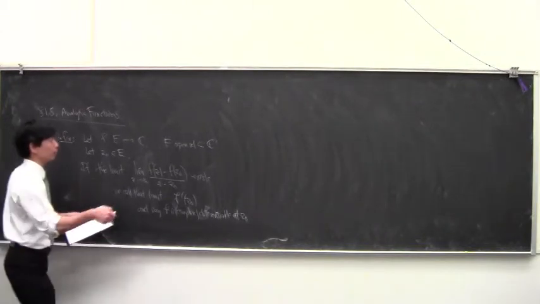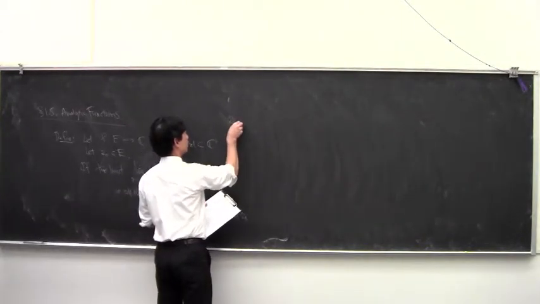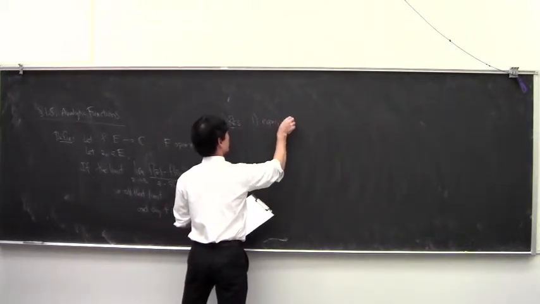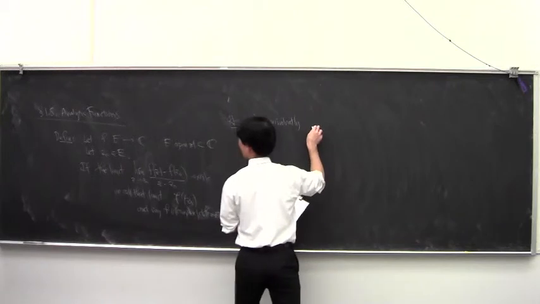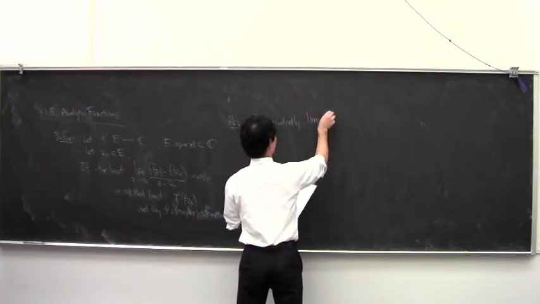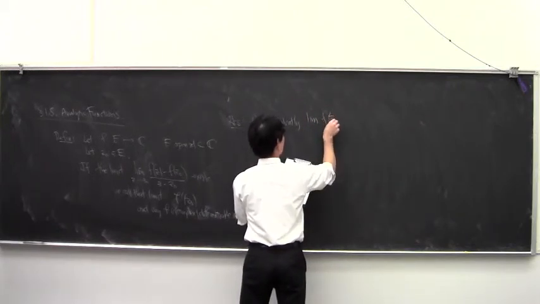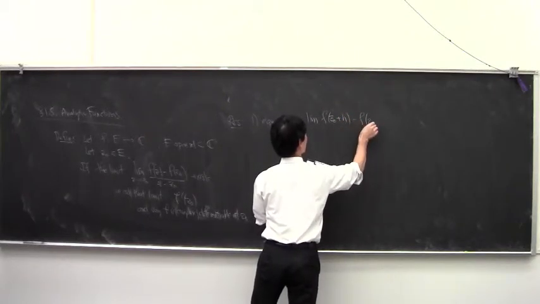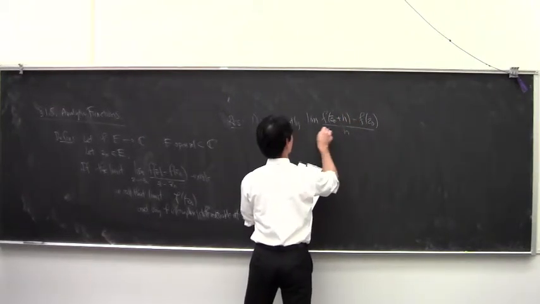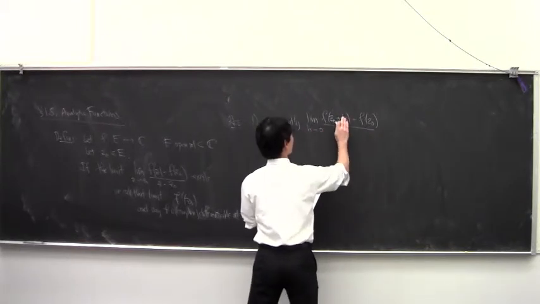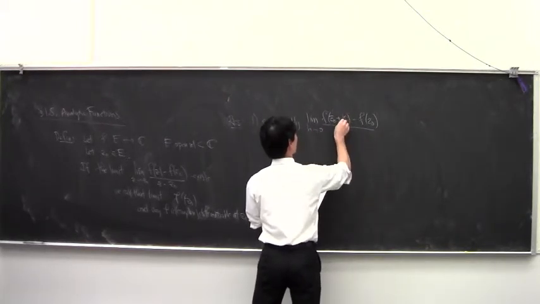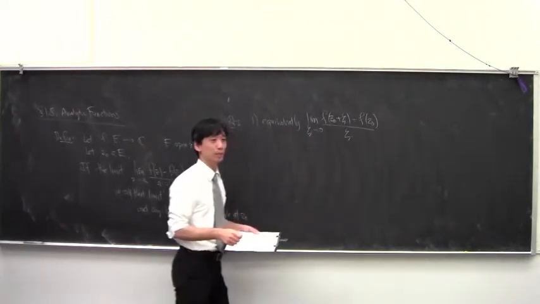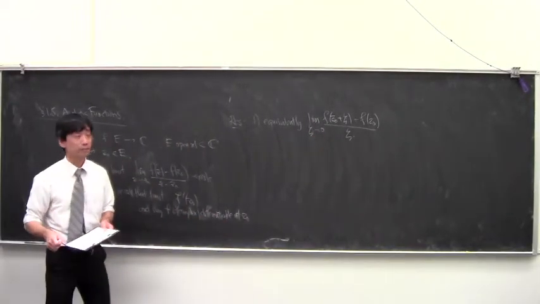So some remarks. One, as usual, equivalently, you can look at the limit of f of z naught plus h minus f of z naught over h as h goes to 0. Maybe I should use something other than h. I'm going to use zeta to make it clear that this is a complex number going to 0.